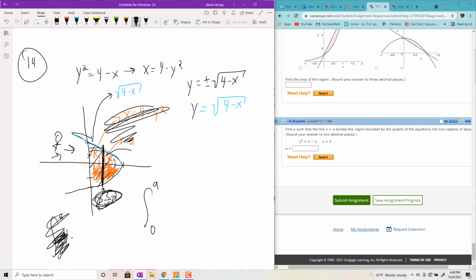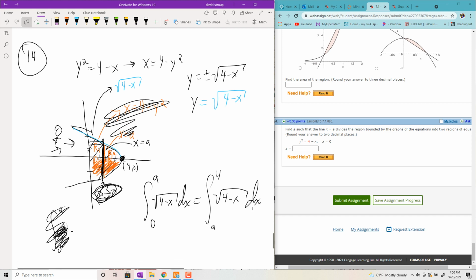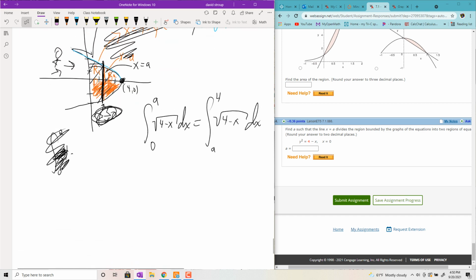This line here, again, is x equals a. And in that case, we're integrating the square root of 4 minus x dx. And then that should equal the integral from a to this x value here, which is 4, because that point is at (4, 0), right? So a to 4 of the square root of 4 minus x dx. And then you just integrate both sides, and you have an equation in terms of a that you can solve.